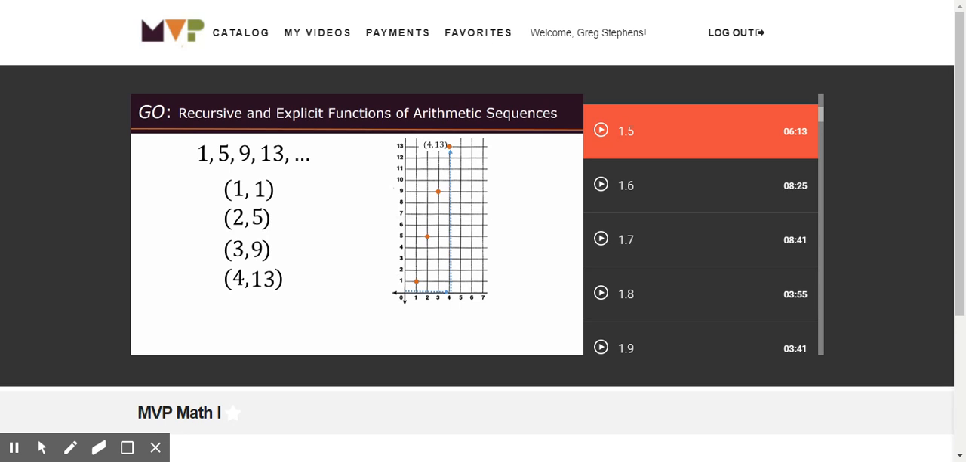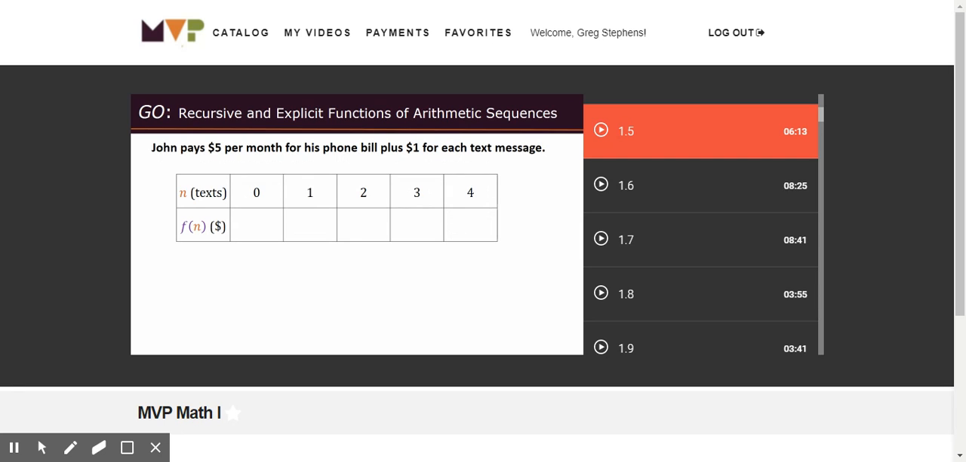Sometimes you will be given a context that describes an arithmetic sequence. Then you will need to figure out the sequence of numbers before you can make a graph or write the function rules. For example, John pays $5 per month for his phone bill plus $1 for each text message. If John sends no text messages, he will pay $5 for his bill. After the first text message, John will pay $6 for his bill. His bill will be $7 if he sends 2 messages. Therefore, the sequence will be 5, 6, 7, 8, 9. You would graph the points in the table shown. Remember that each point is represented by the numbers n, f of n.